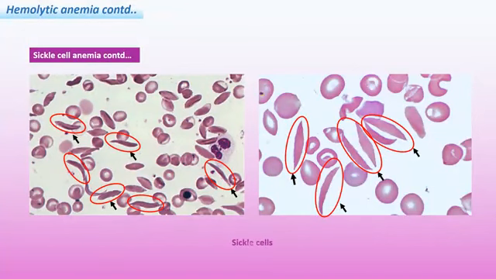In this slide, we see the sickled RBC. Here, the arrows show the sickled RBC in both left and right sided pictures. These are the sickle cells. This sickling occurs in deoxygenated condition, particularly in the venular capillaries.